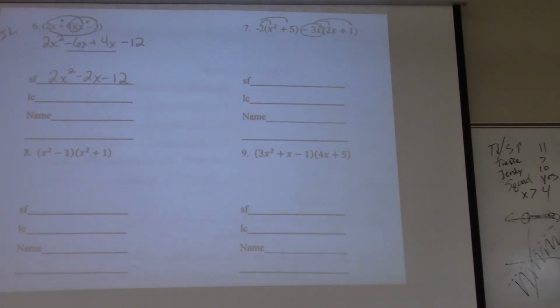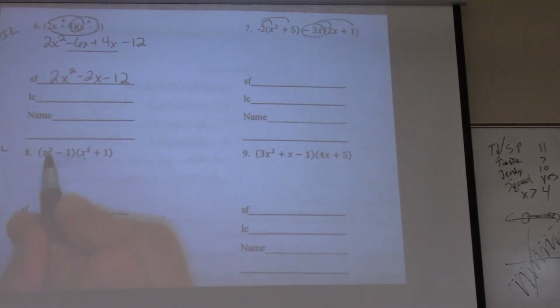Let's look at number 8. What do I have to do in number 8? FOIL again, right? Somebody tell me, please, what is x squared times x squared? And that's what everybody thinks. It is x to the 4th, but it's not 2x to the 4th. It's just 1x to the 4th.